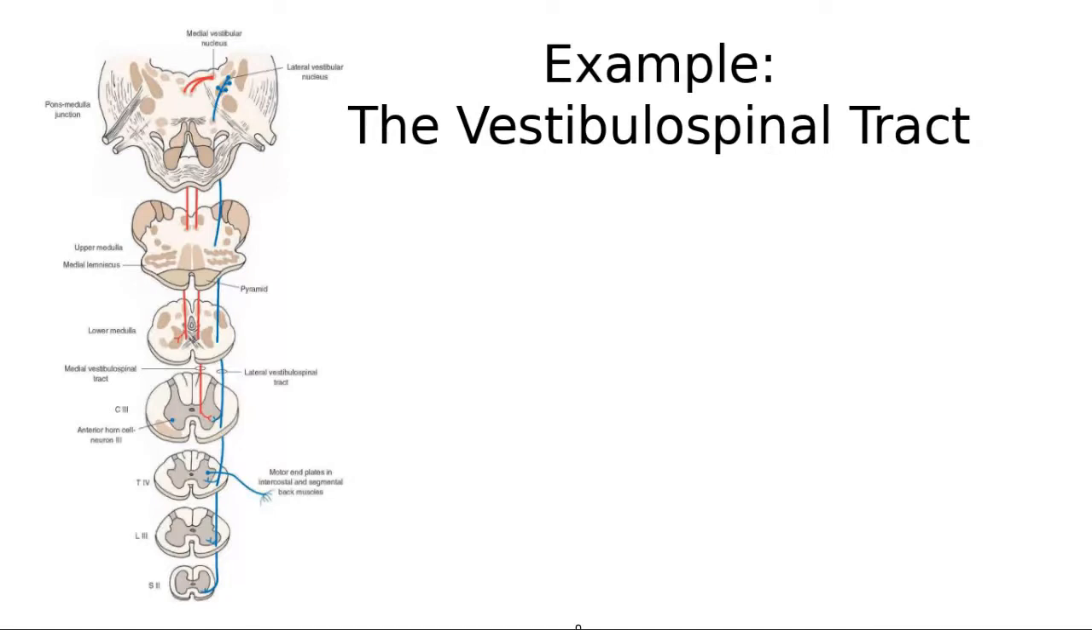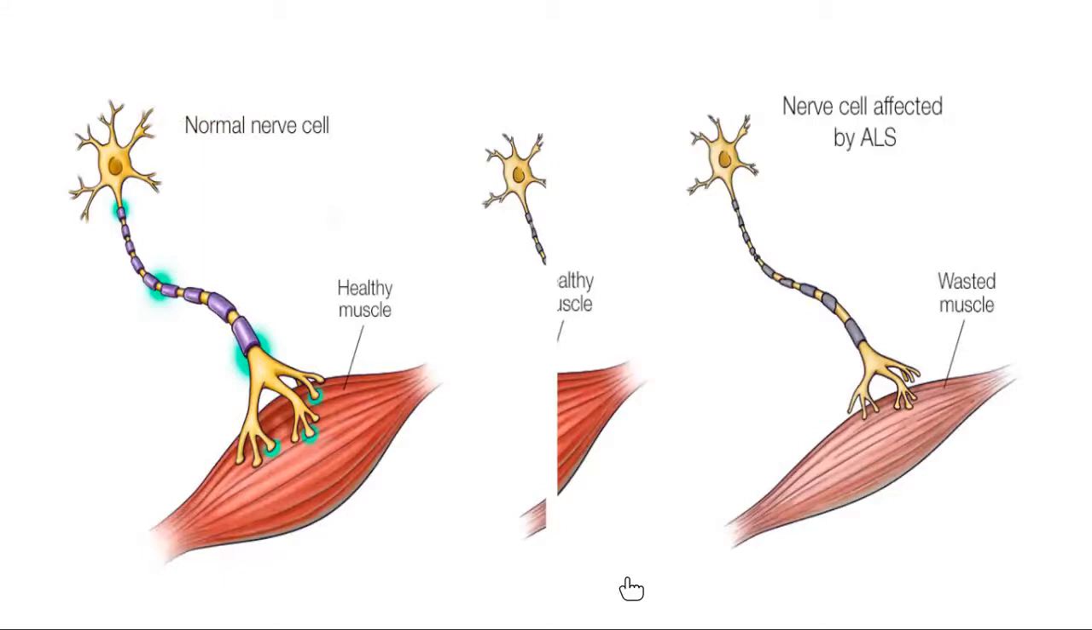Okay, so let's do an application, a medical application of these tracts. And that medical application is something called Lou Gehrig's disease, or ALS. Let's see if I can spell it correctly, what ALS stands for. So ALS is amyotrophic lateral sclerosis. Here we go. Amyotrophic lateral sclerosis.